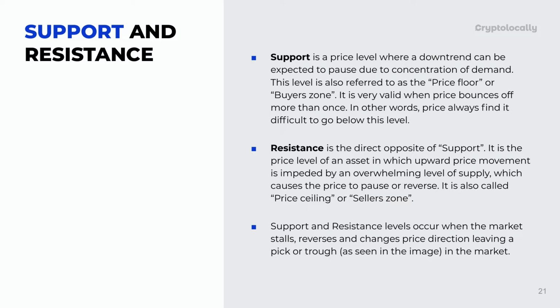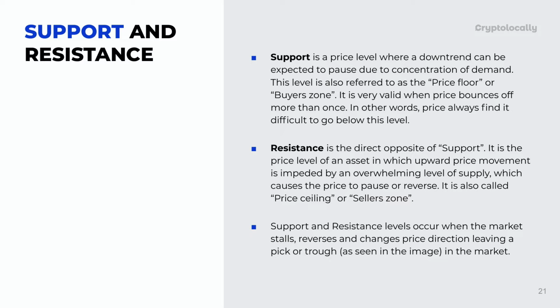So in previous lessons, we talked about trends. We said there's uptrend, there's downtrend, there's sideways trend. And these trends indicate when price is going either up, down, or sideways. So for support, for example, when price is going down, there's a particular point where price will stop going down. That point is called support.